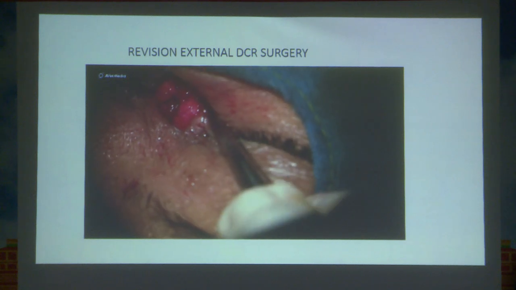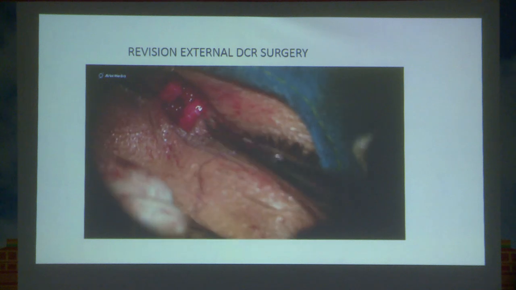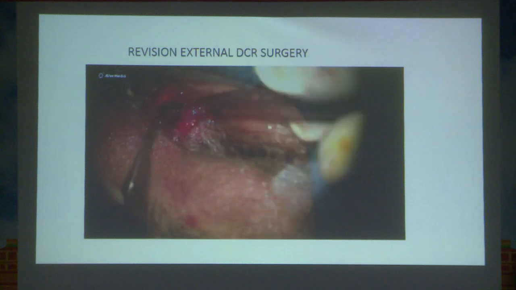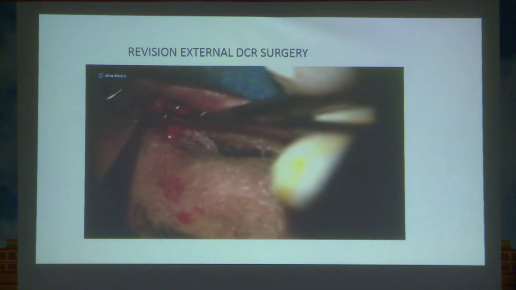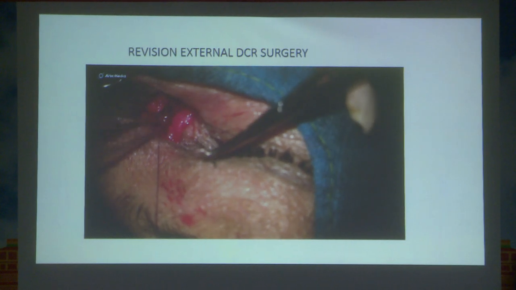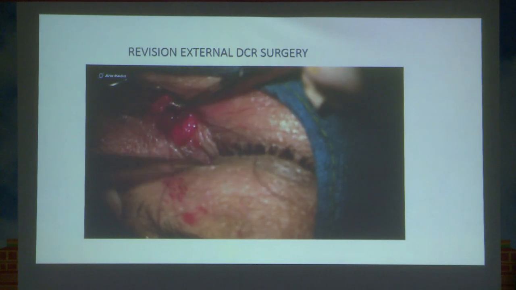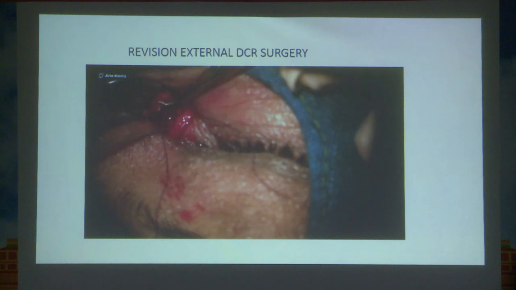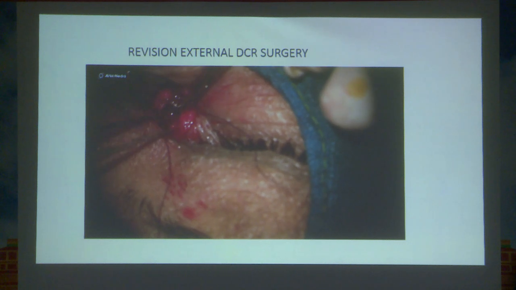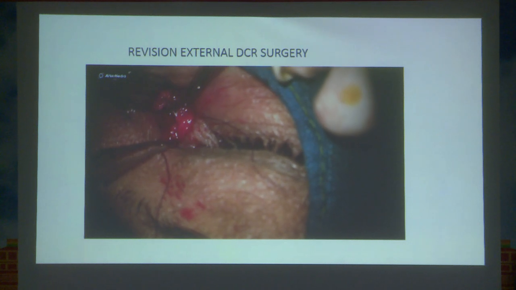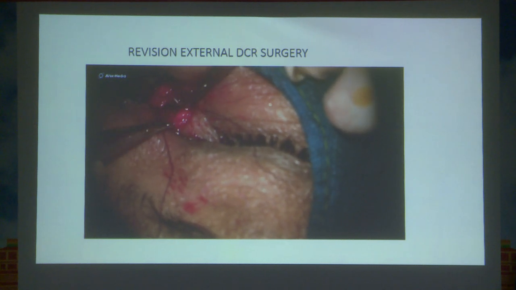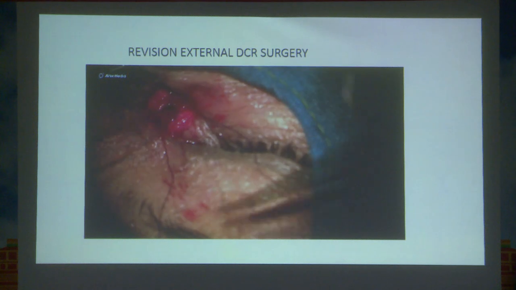So keep in mind that it should not be too tight, otherwise it will cut through, or too loose. Just in the upper portion, I'm taking the nasal mucosa along with the sac wall with some muscle fiber, so that it gives strength and tenting to the sac, so that it will not be lost posteriorly, and the risk of failure should be minimized.